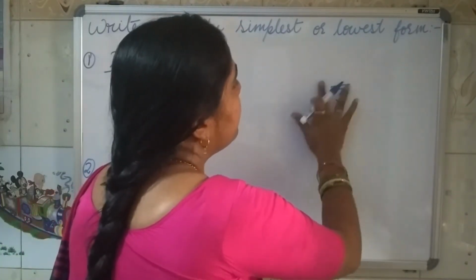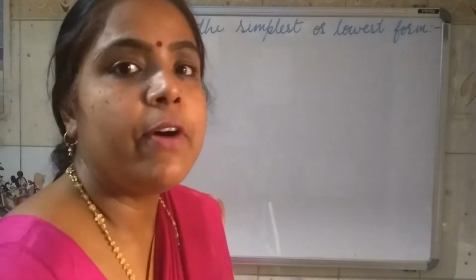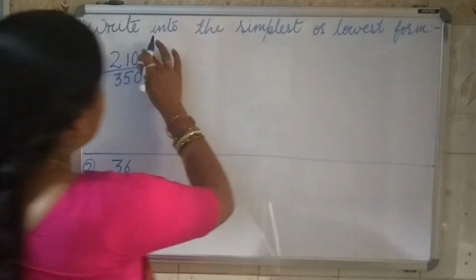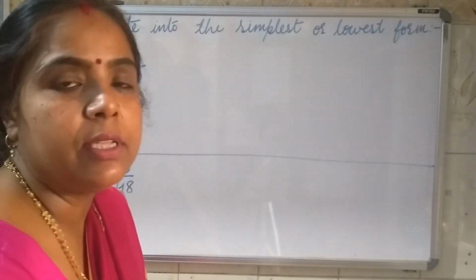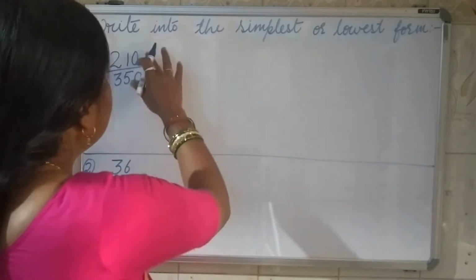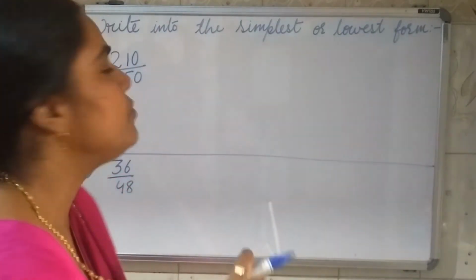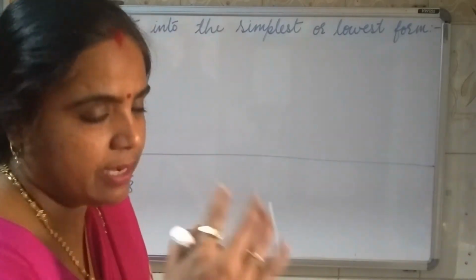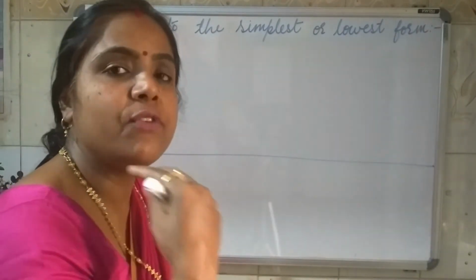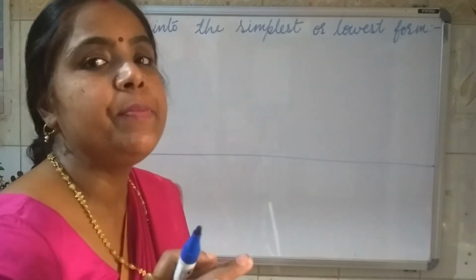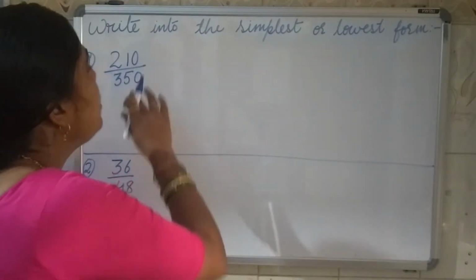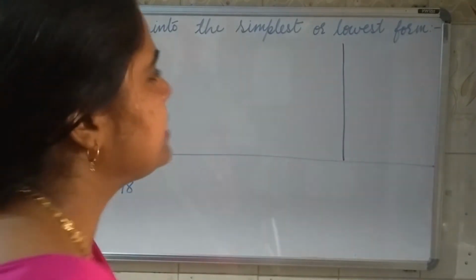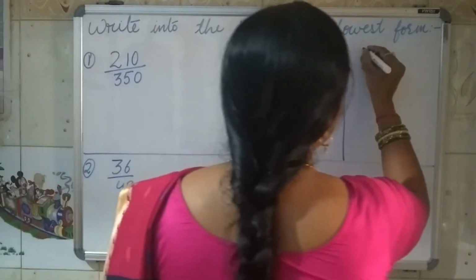Now, how to convert it? There are two processes. First, you take out the HCF of the numerator and denominator, and then you divide. And second, you can check it mentally because you have learned the divisibility test. In class 4, I taught you the divisibility test of all the numbers. So if you learn the divisibility test, you will mentally check which number it is divisible by. If you are not comfortable with the divisibility test, the easy way is to take out the HCF.